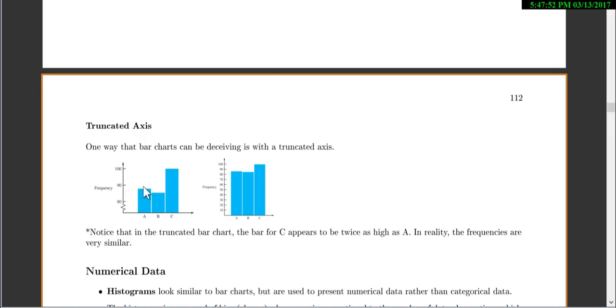So are there twice as many people in C? No, you can see if you actually do the chart all the way from 10 up to 100, that C doesn't really look that much bigger than A or B. And so if you truncate the axis, again, people will just glance at it, and they might get the wrong idea. So don't truncate your axes.